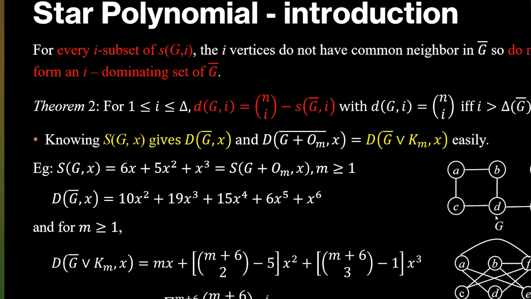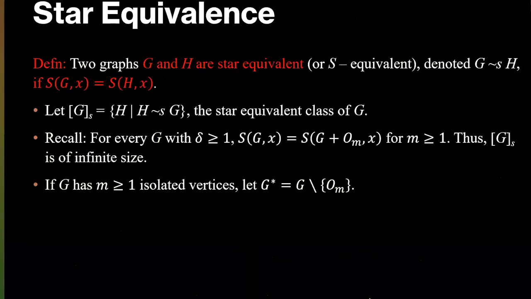So here is the example for the same graph G. The domination polynomial of G complement can be obtained easily. Similarly, for G complement joined with the complete graph K_n, you can also find the domination polynomial easily. So this concept of star polynomial gives us a very good tool to compute the domination polynomial of a dense graph, because the complement is a sparse graph with few edges, and it is easy to compute the star polynomial.